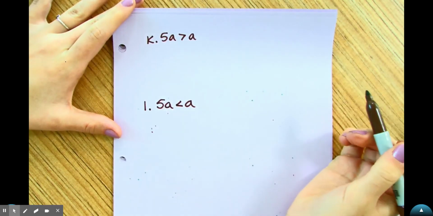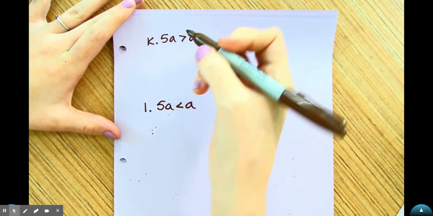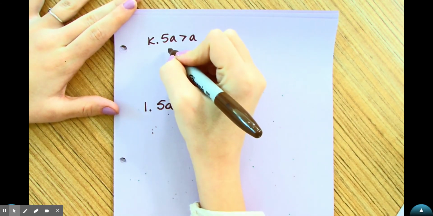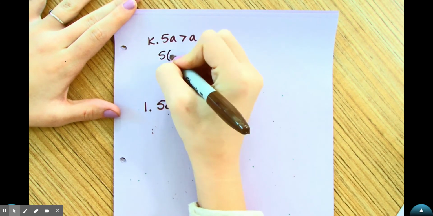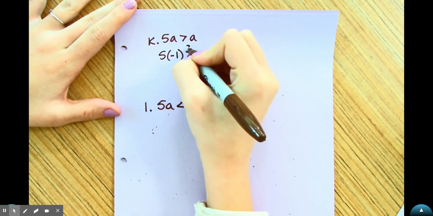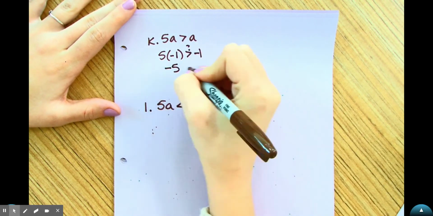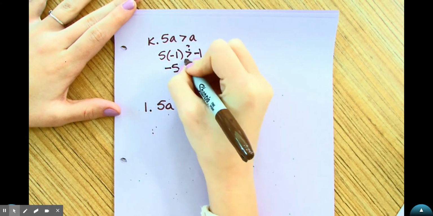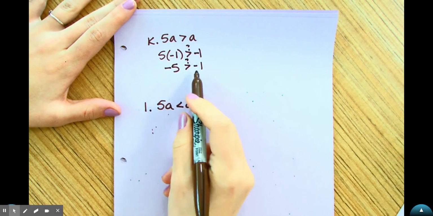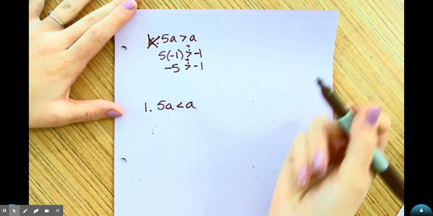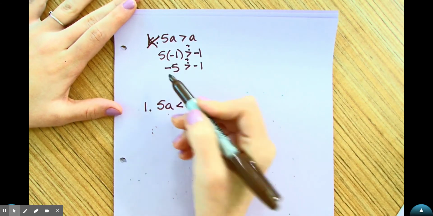Okay, so we are going to put in a number for a. We can do -1. 5 times -1. Is that greater than -1? Over here we have -5. Is -5 bigger than -1? No, because -5 is farther to the left on our number line.